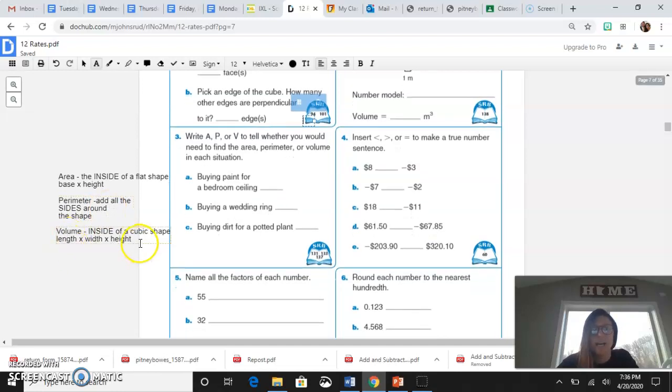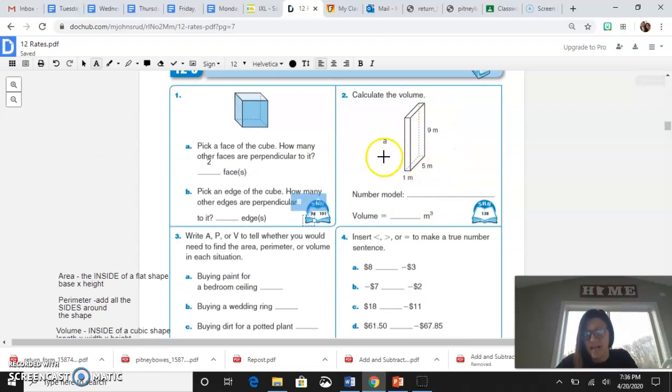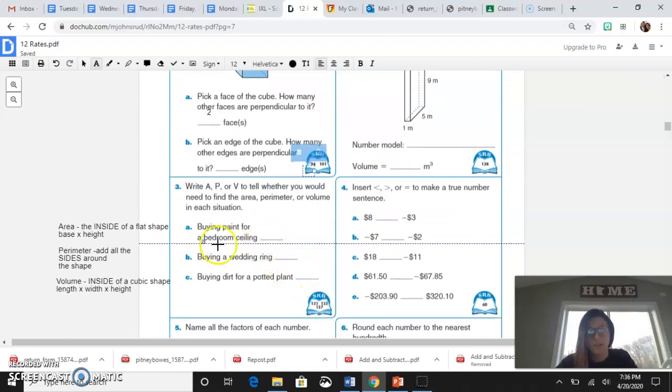And then the volume is the inside of a cubic shape. So the difference between the area and the volume is that area is just like a flat 2D figure, where volume is like up here. It actually has volume inside of it. It's a 3D shape. Okay, so you can figure out these 3 based on this little note over here.